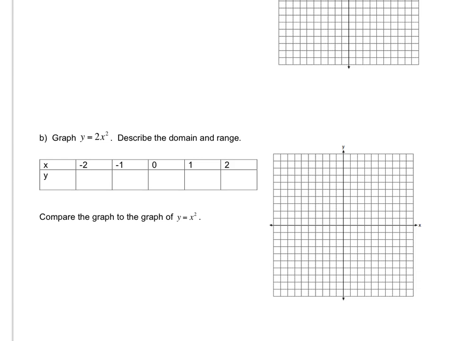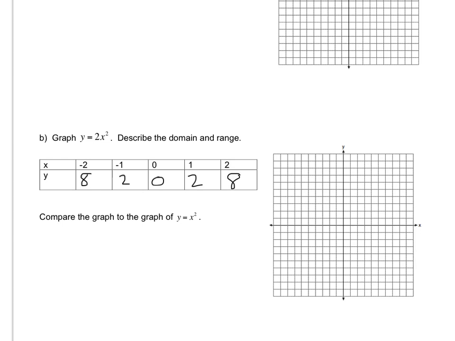So let's plug in. Order of operations says that when we plug x in, we have to square it first, and then we'll multiply by 2. So -2 squared is 4, and 4 times 2 is 8. -1 plugged in is -1 squared, which is +1, and +1 times 2 is 2. 0 squared is 0, times 2 is 0. 1 squared is 1, times 2 is 2. And 2 squared is 4, times 2 is 8.